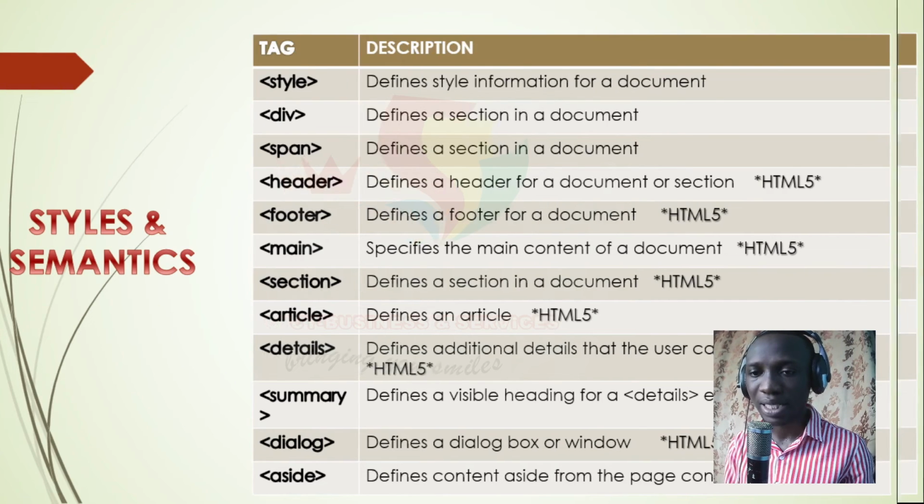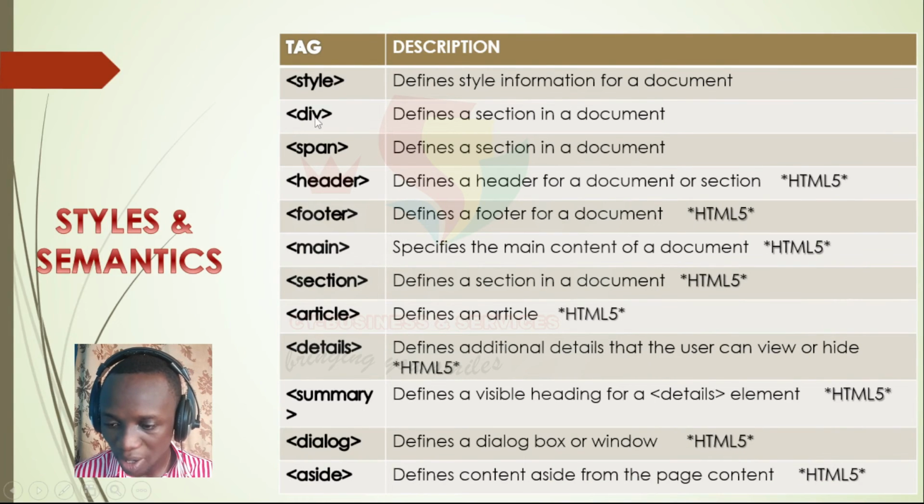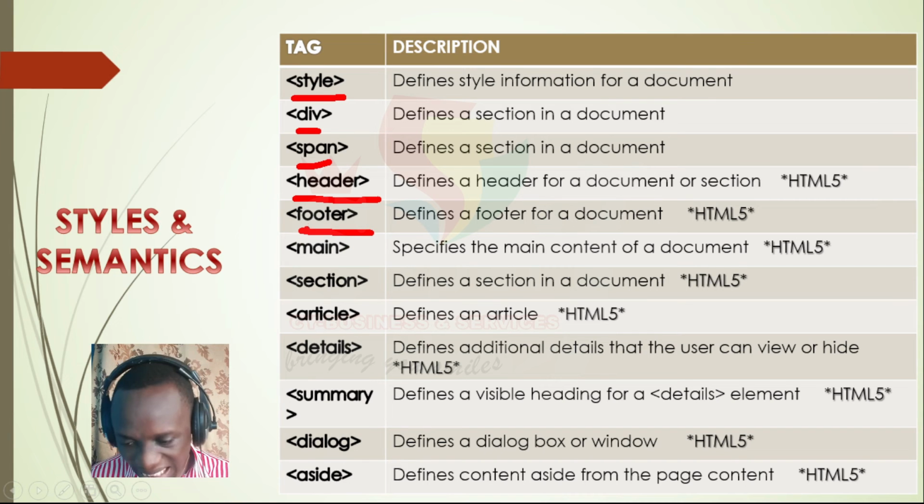Let me talk about the semantics. Now, when we talk about semantic tags, they are tags where once you see the tag, you know what the tag is going to be doing. So like this header, once you see the tag, you know that this one is used for creating headers. When you see this one, you know that it is used for creating a footer. But I can be creating a footer without using this footer tag.